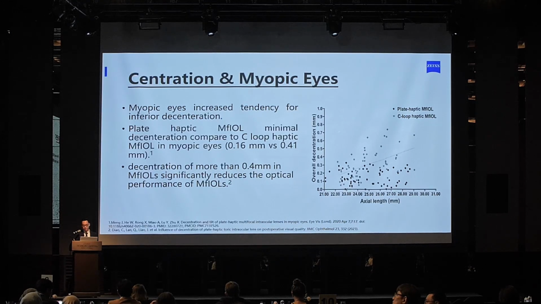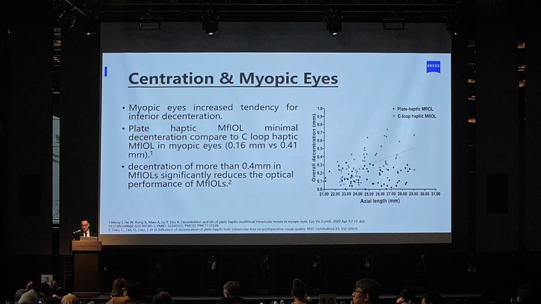We know that myopic eyes have an increased tendency toward inferior decentration, and we can see from the graphic that the black dot, the plate haptic multifocal IOL, has minimal decentration compared to the C-loop haptic in myopic eyes. We know that decentration of more than 0.4 in a multifocal IOL significantly reduces the optical performance of the multifocal IOL.